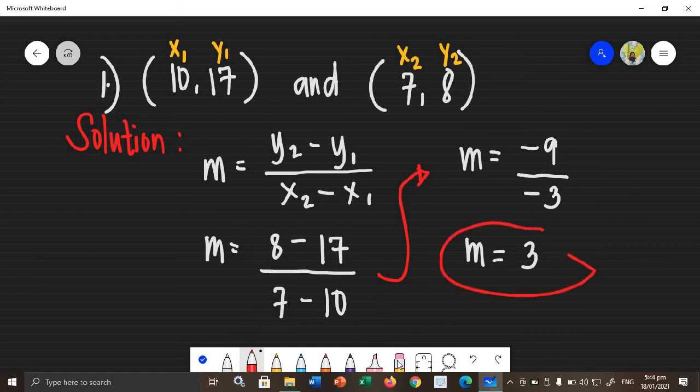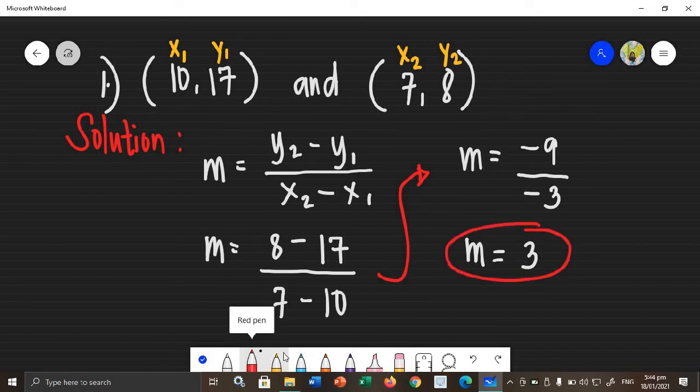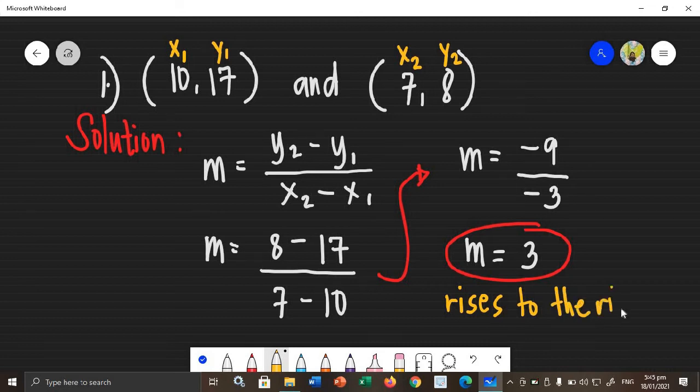It means the slope is positive kasi 3. So it means ang type ng line niya will rise to the right. Yung line niya kapag ginraph mo rises to the right kasi you have a positive slope, di ba?